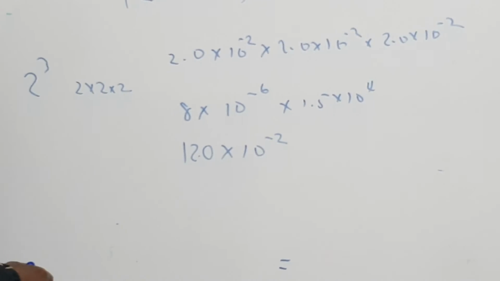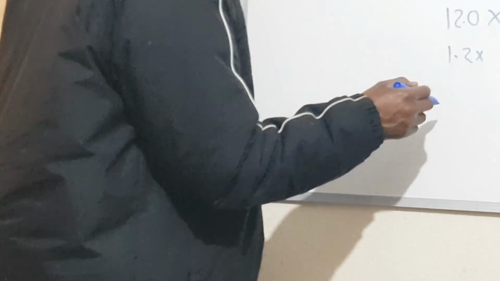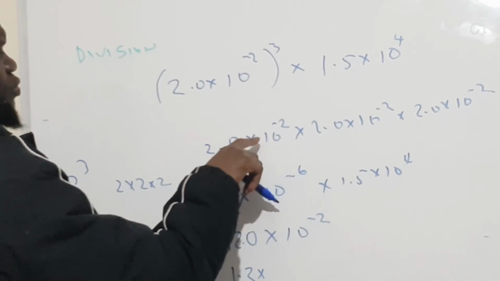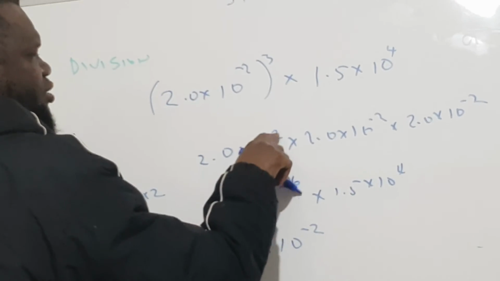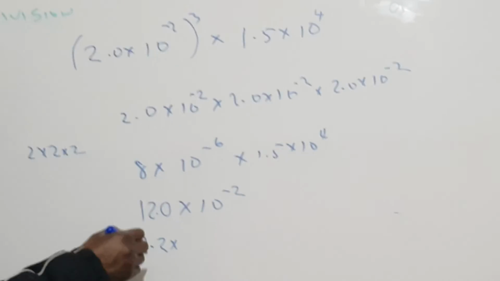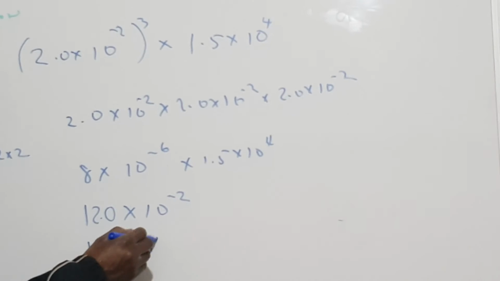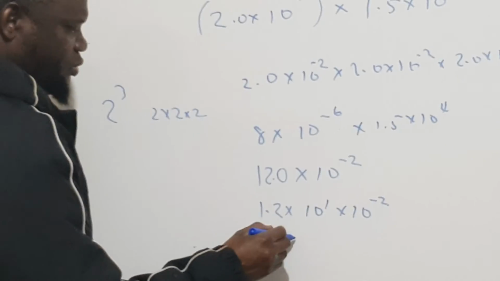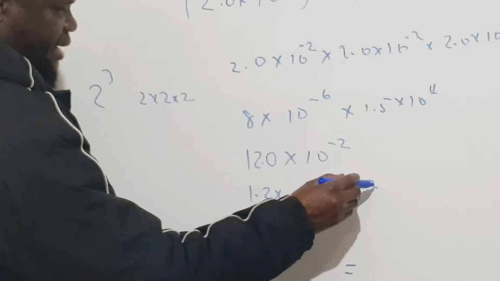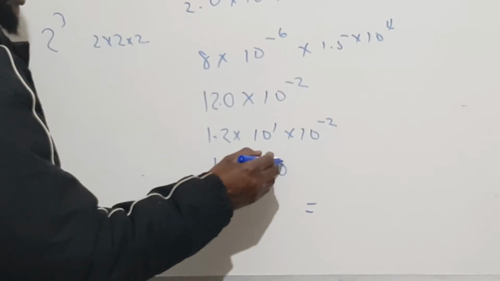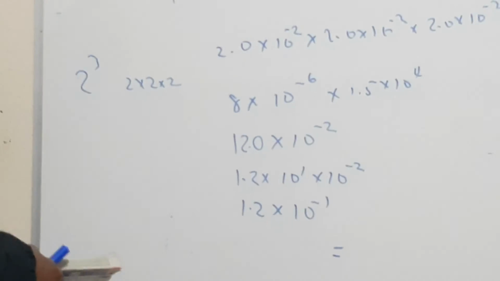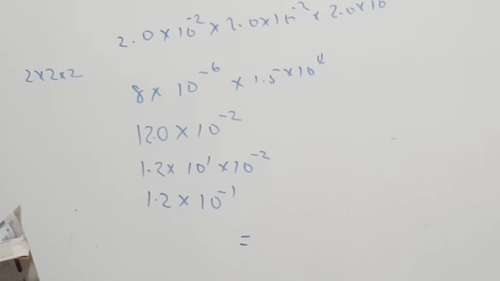Put your eyes here, yes? So this is 1.2. It's not minus 6, it's minus 6 plus 4, which is minus 2. Times 10 to the power 1 times 10 to the power minus 2. Okay? So this is 1.2 times 10 to the power 1 times 10 to the power minus 2, which is 10 to the power minus 1. These are exam questions.